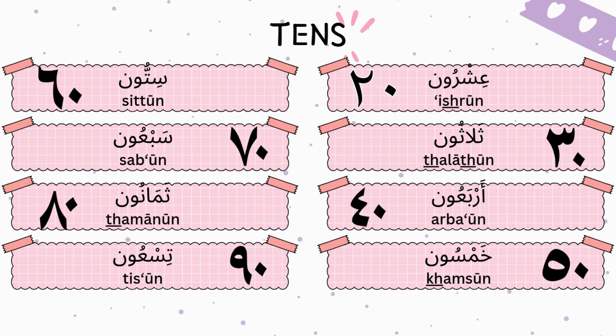They all end with un. That is your key pattern. In Arabic, the un ending is commonly used for the tens. So, once you recognize this ending, it becomes much easier to identify numbers like 20, 30, 40, and so on. This means you don't need to memorize each number separately. You just need to recognize the pattern. Okay, students?